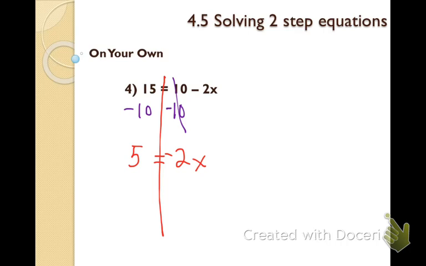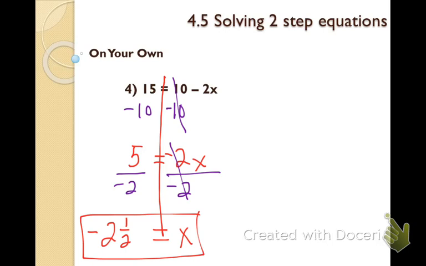Okay. Now, last step, I want to divide both sides by negative 2. And negative 2 divided by negative 2 is 1x. And my answer, I'm just going to change it to a mixed number. It's negative 2.5. Quick double check. Yep. It turns out to be equal, so it's right.